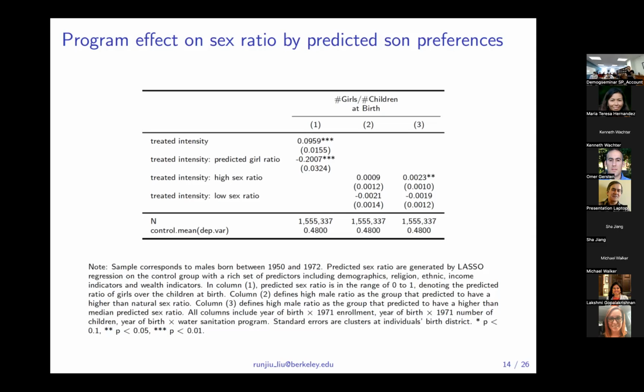Both column 2 and column 3 convey the same idea: the education policy is successful at increasing the number of girls for the high sex ratio group. And for the low sex ratio group, if anything, it's going to be a negative effect, which means they actually decrease the proportion of girls relative to the whole population.